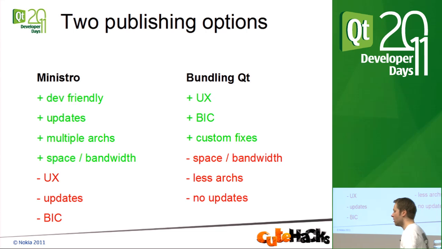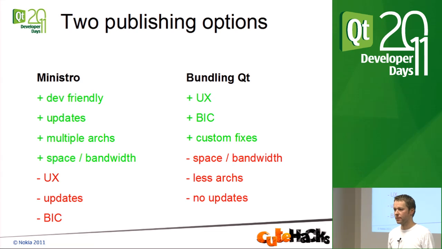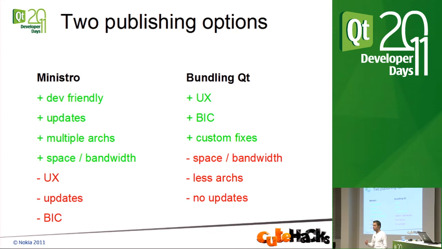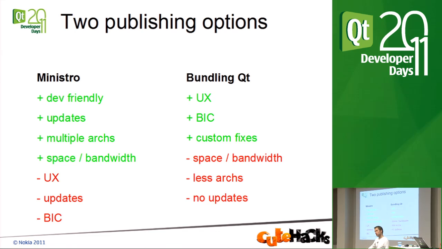So, there are pros and cons. Ministro, the smart installer solution, is very developer friendly. You don't need to do much. It's basically supported out of the box. The good thing is that when there are updates, there could be security updates or improvements, or maybe a special build for your architecture, it will be installed on the end user's phones when there is an update, right? So that keeps Qt up to date on the end user's device.